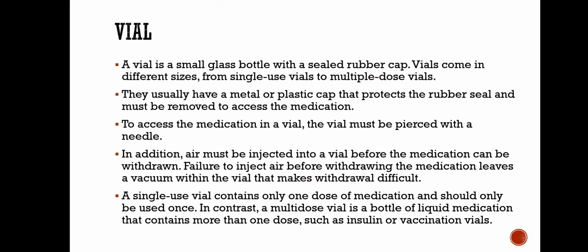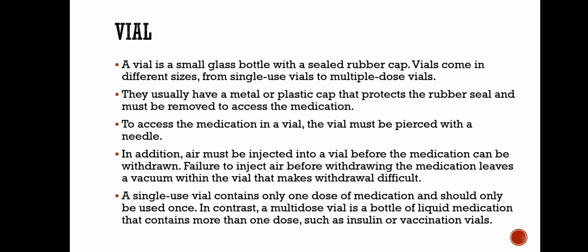And then for the vial, a vial is a small glass bottle with a sealed rubber cap, and vials come in different sizes, from single-use vials to multiple dose vials. They usually have a metal or plastic cap that covers the rubber seal and must be removed to access the medication. To access the medication in a vial, the vial must be pierced with a needle. In addition, air must be injected into the vial. Again, air must be injected into a vial before the medication can be withdrawn.